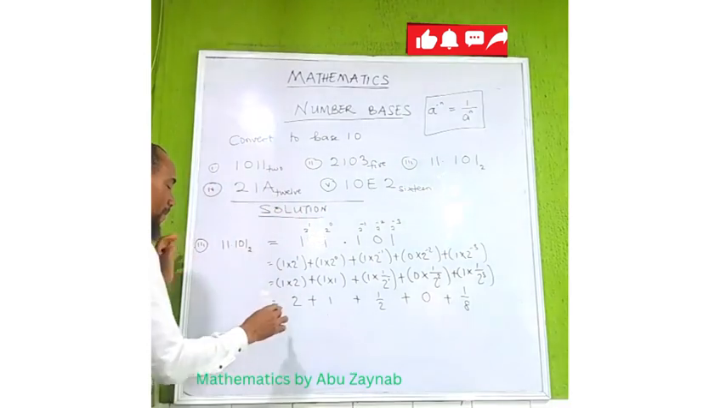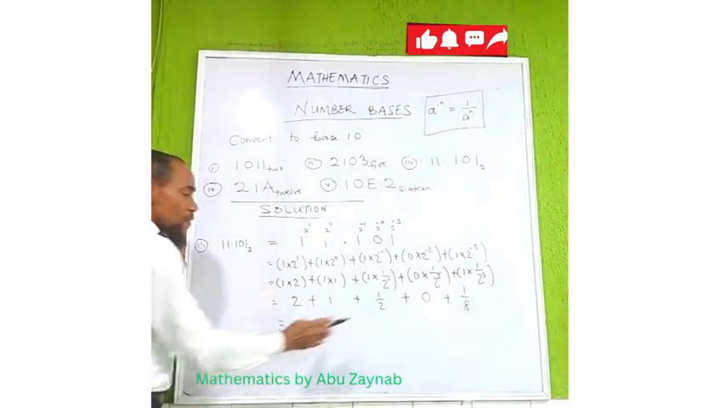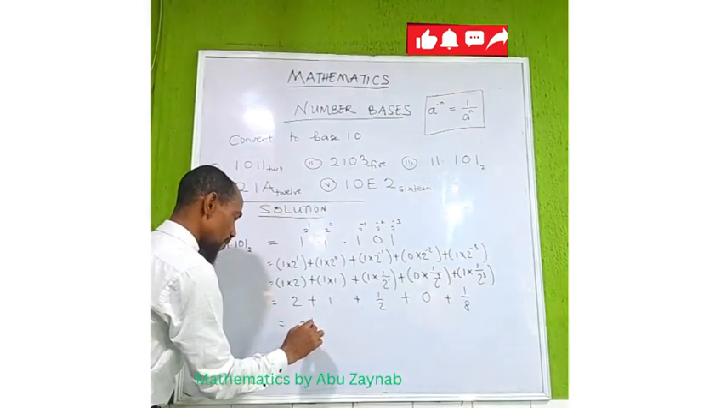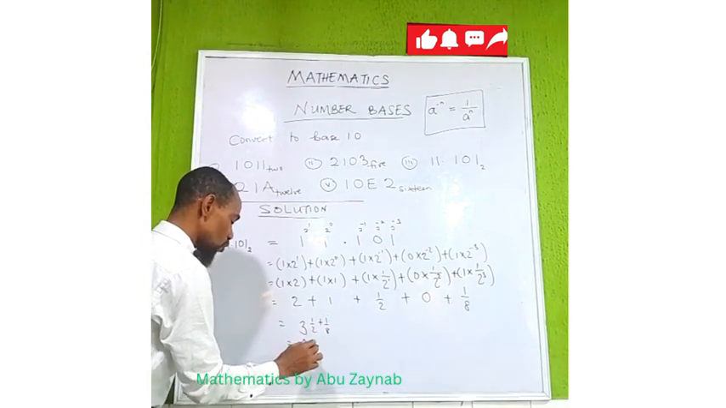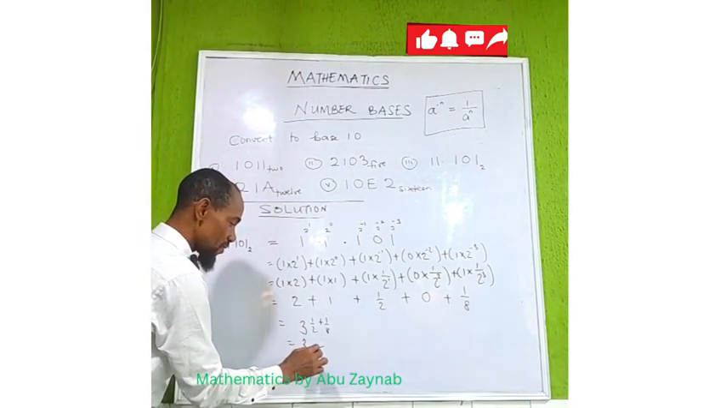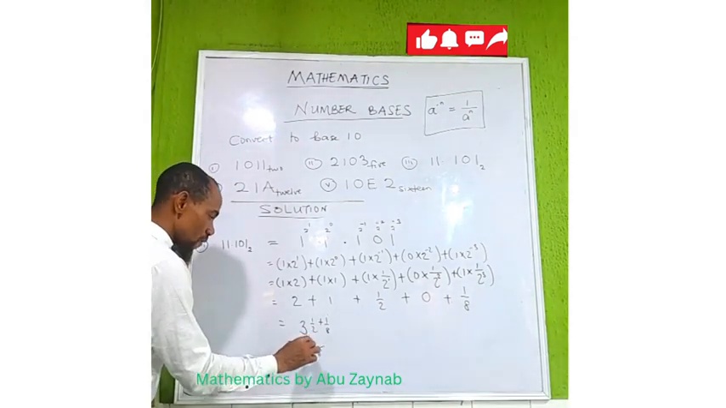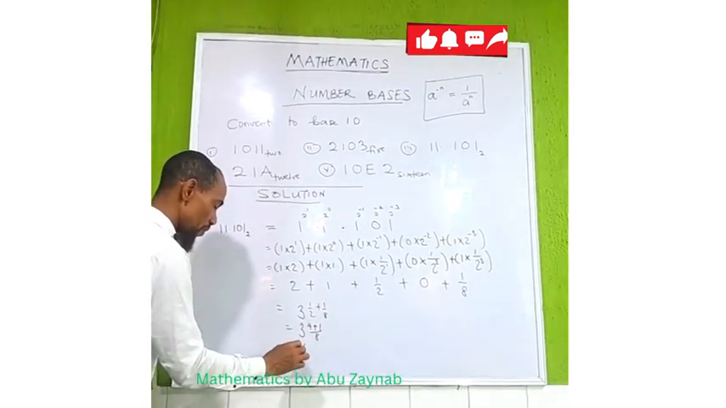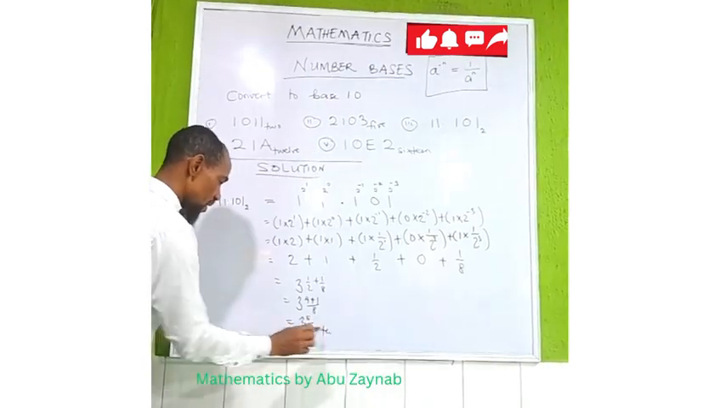And again, we sum up. And we have 2 plus 1, 3 for the whole number part. For the fractional part, we have half plus 1 over 8. And that simply takes us to the LCM of 2 and 8 is 8. 2 in 8, 4 times 1, 4. 8 in 8, 1 times 1, 1. Hence, we have 3 whole number, 5 over 8, base 10.